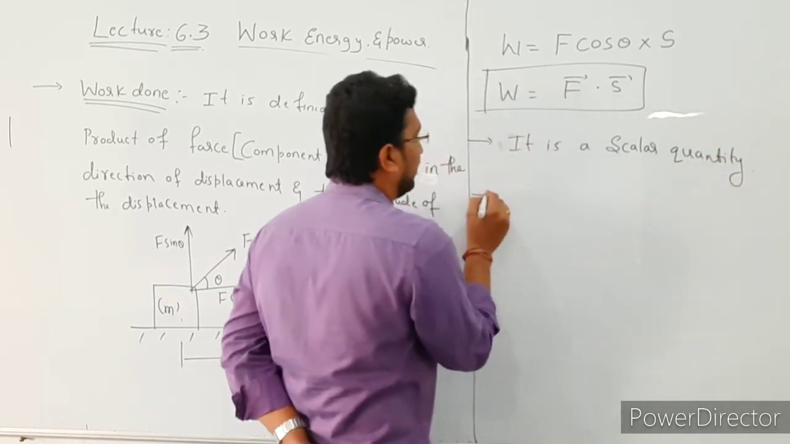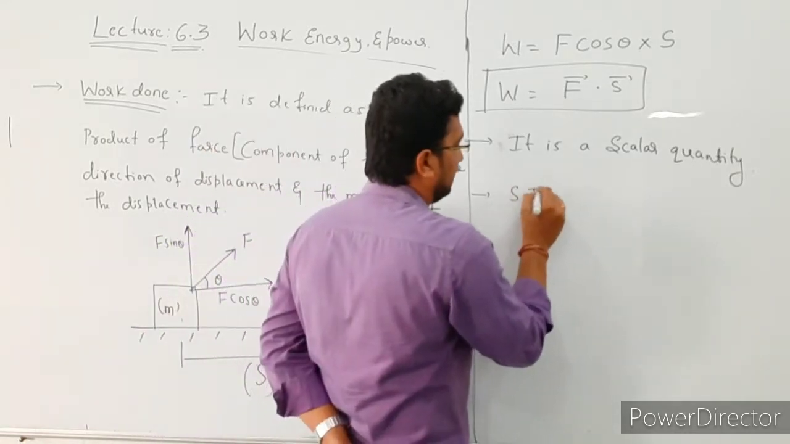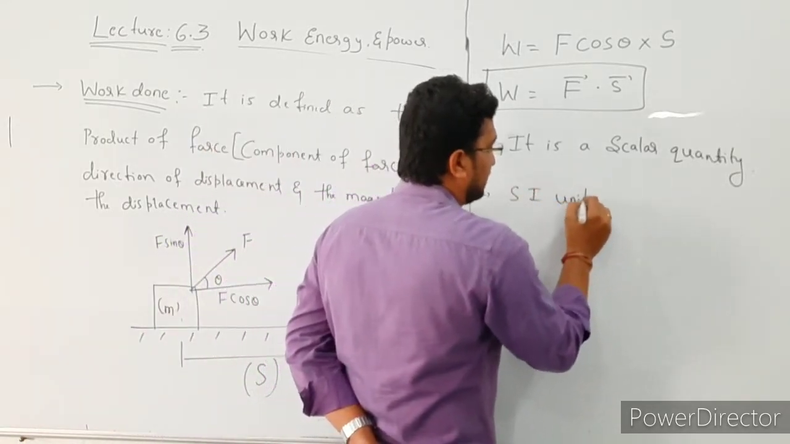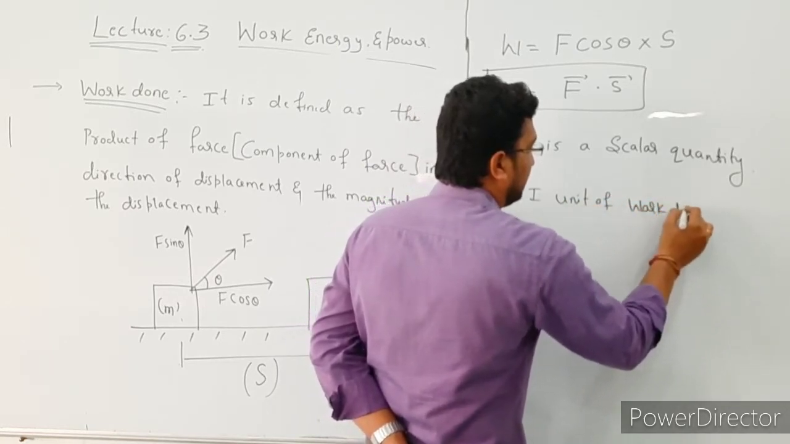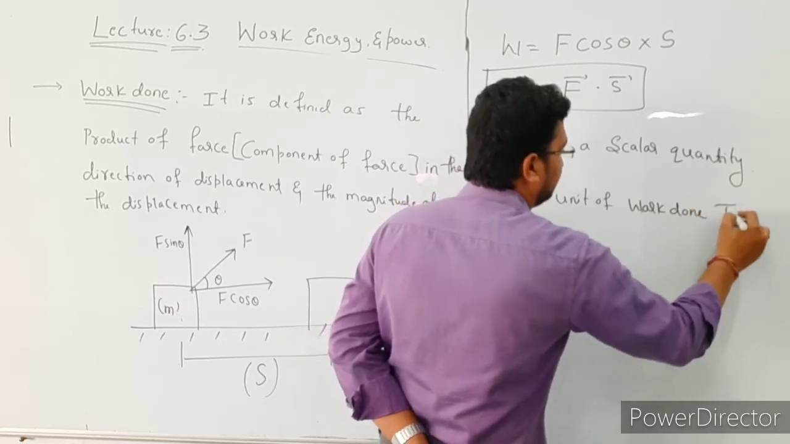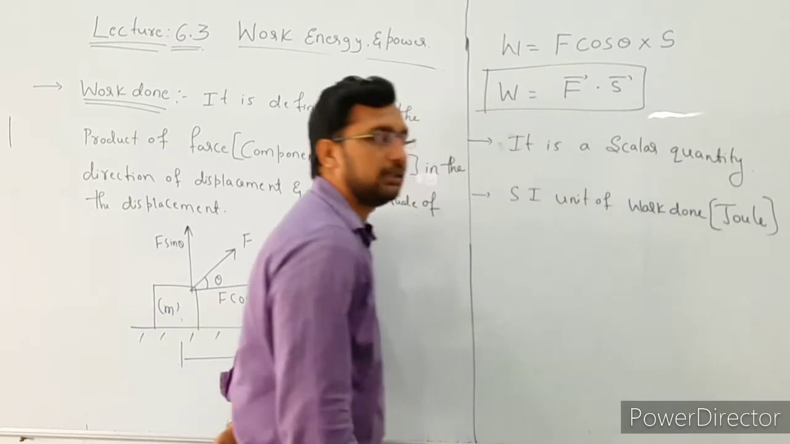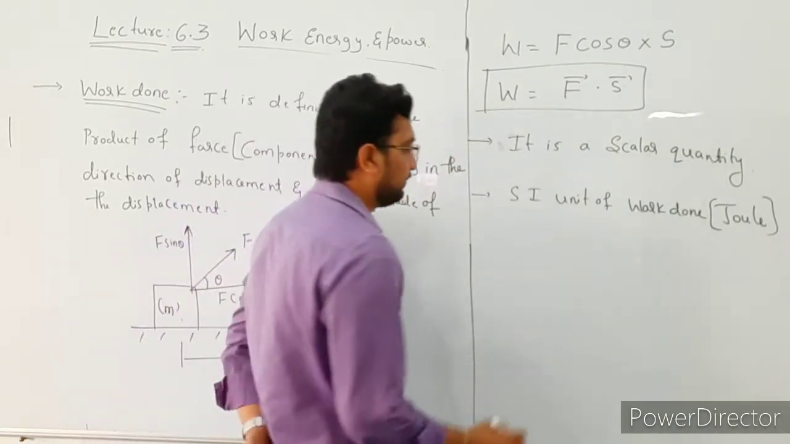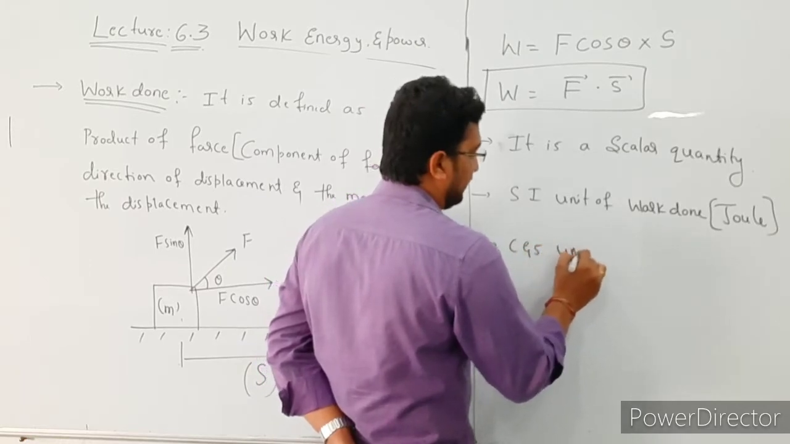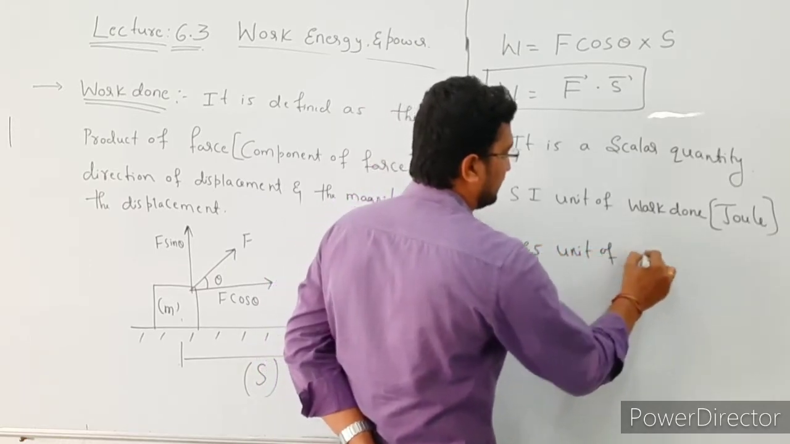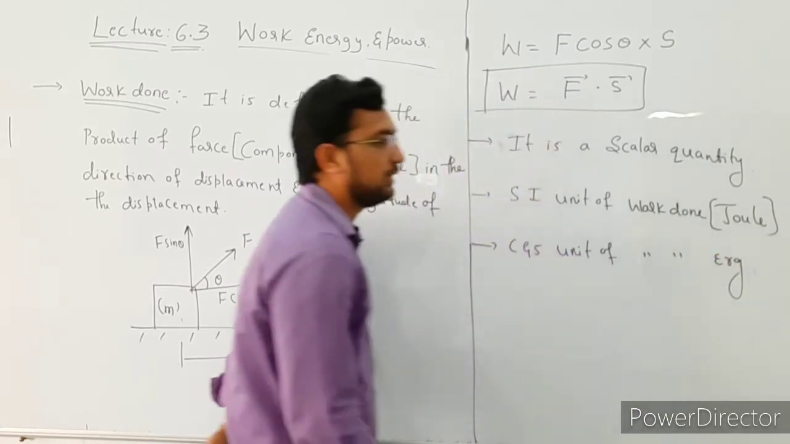The second point: what is the SI unit of work done? The SI unit of work done is joule. It is denoted by capital J. The next one, CGS unit. The CGS unit of work done is erg.